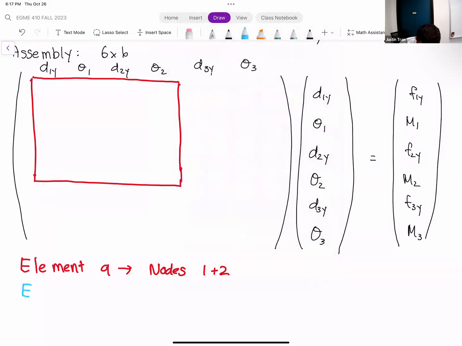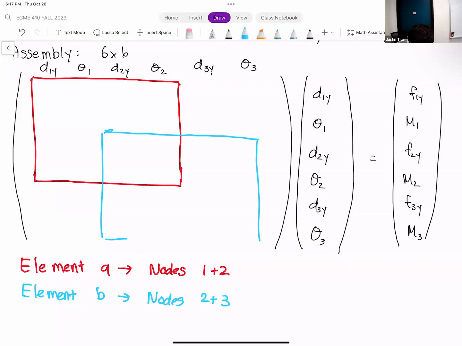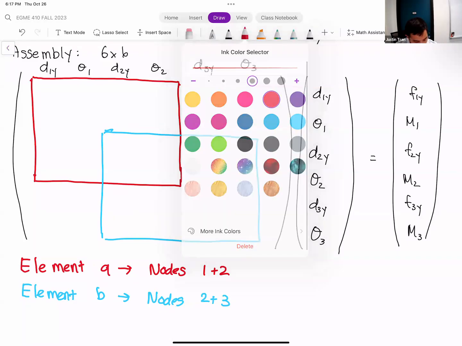And then element B. Element B here is just going to be nodes 2 and 3. The nice thing is that we have a nice contiguous block here, just like the other one. So those are our two element stiffness matrices. Let's go ahead and fill in the values here.